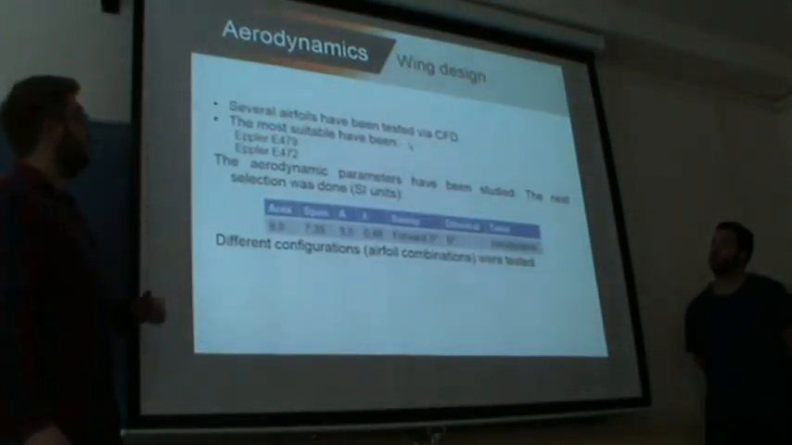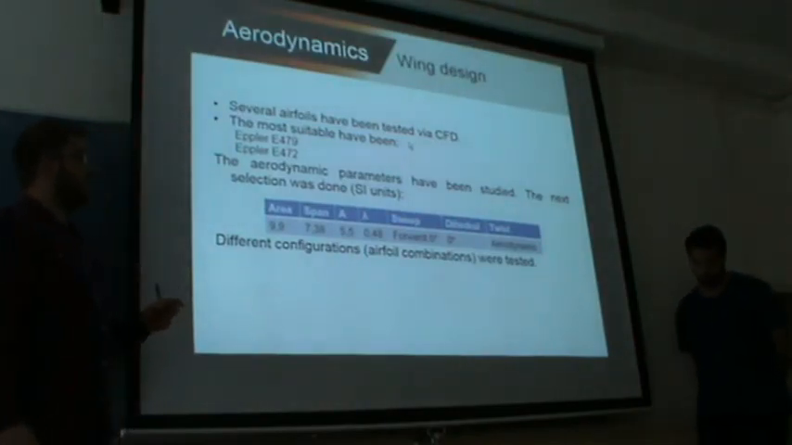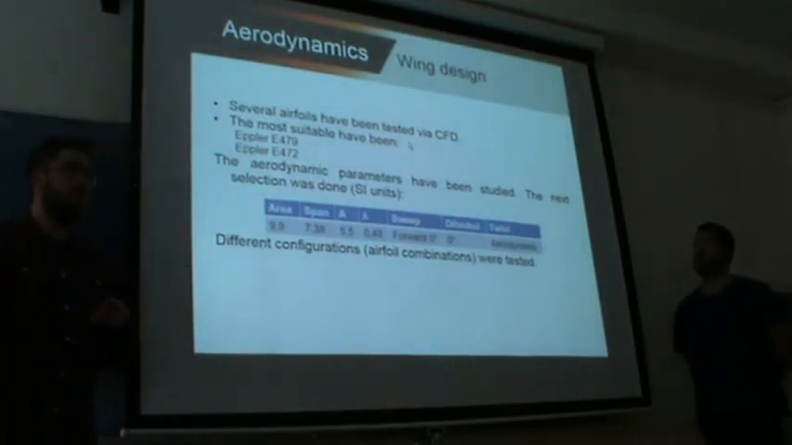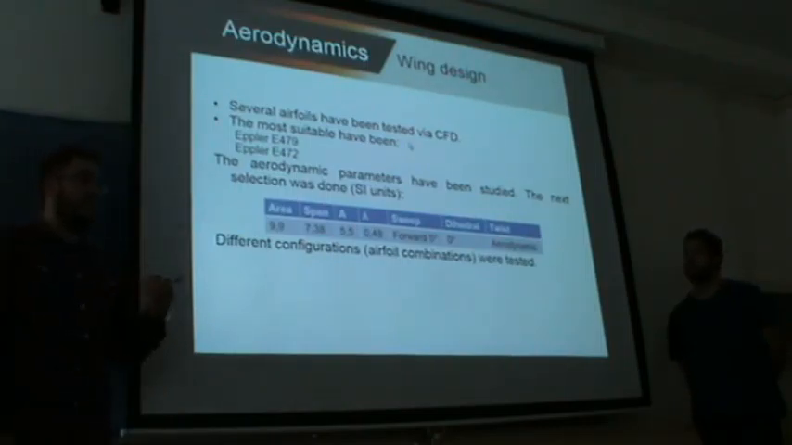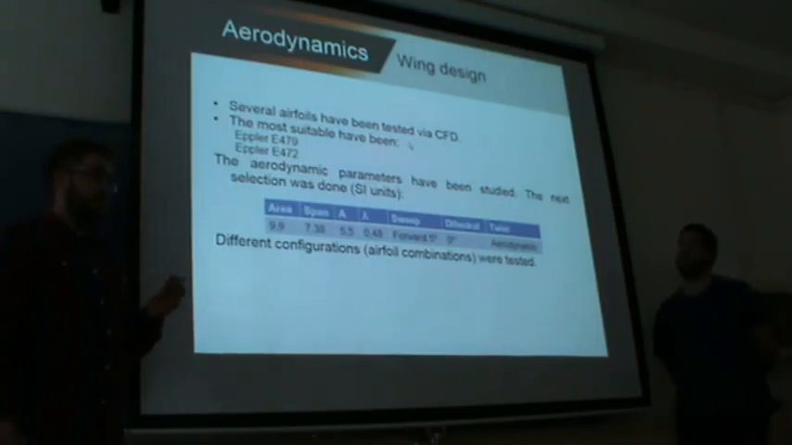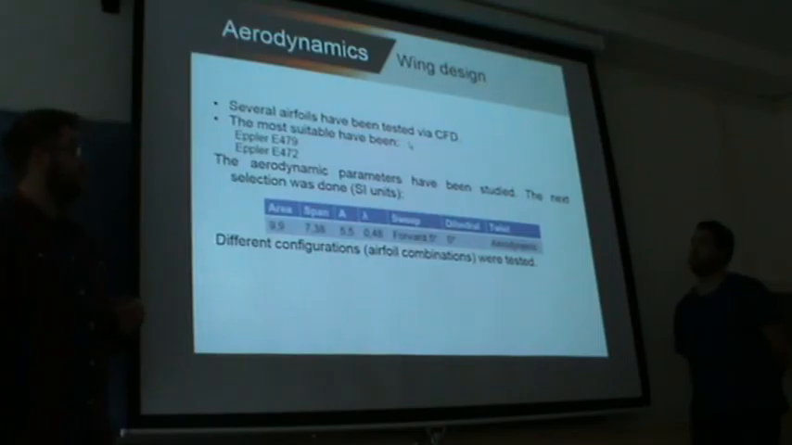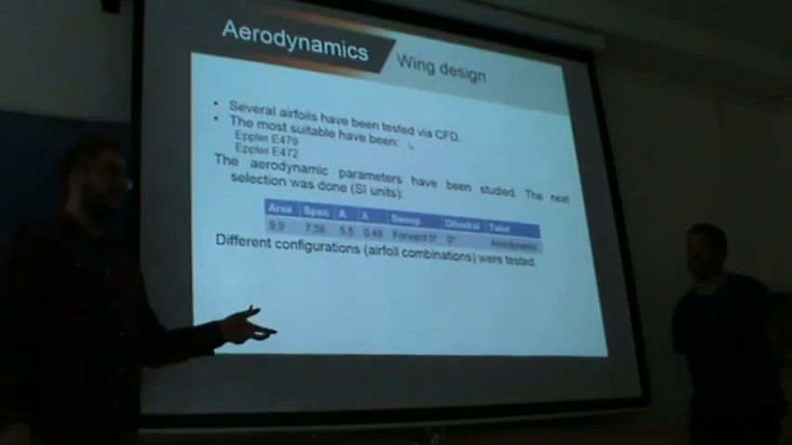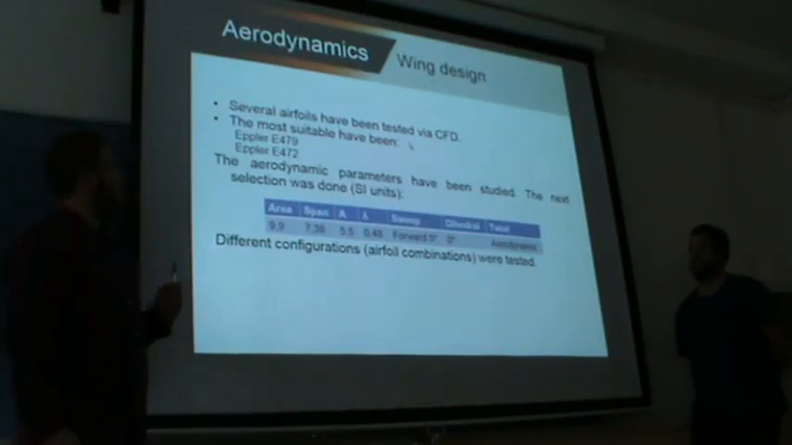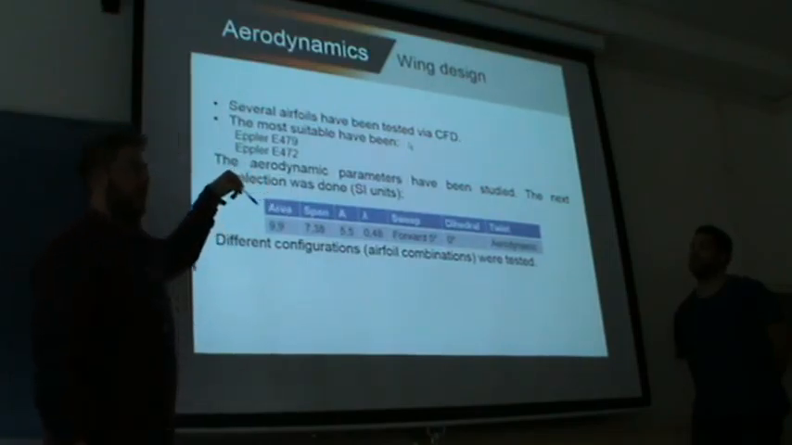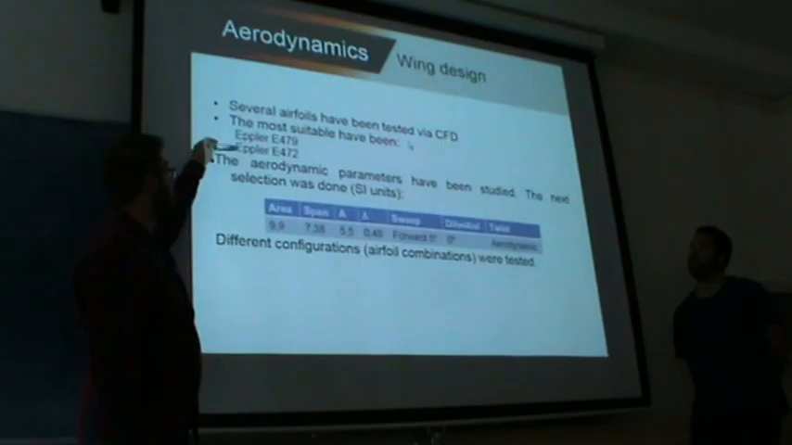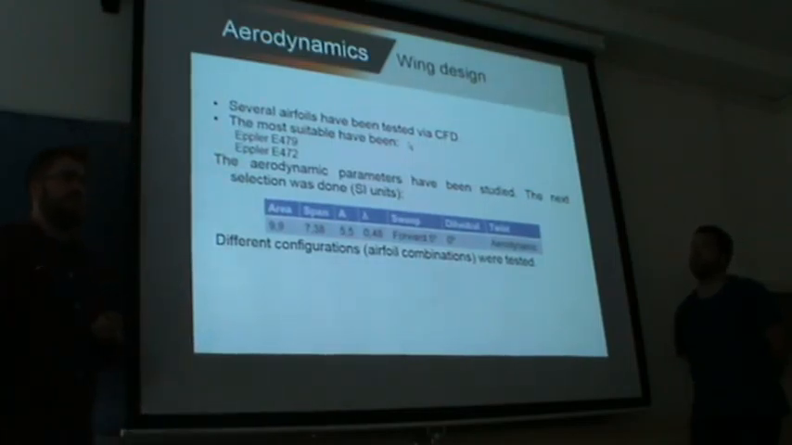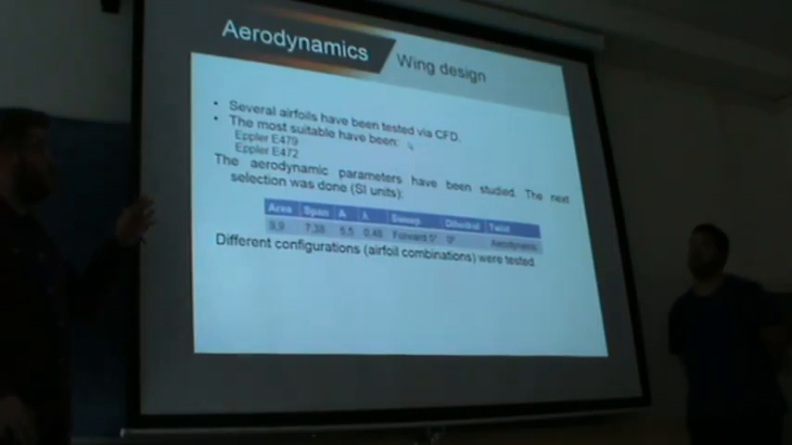Now let's go with the wing design. The wing has been designed first of all by selecting the airfoils that are going to be used. Several data has been compiled by developing CFD, Computational Fluid Dynamics analysis, using the XFLR5 program, which uses at the same time the XFoil algorithm. By doing that, we have compared several airfoils, and we have come to the conclusion that these two, the Eppler family, which is designed specifically for acrobatic airplanes, are the most suitable.